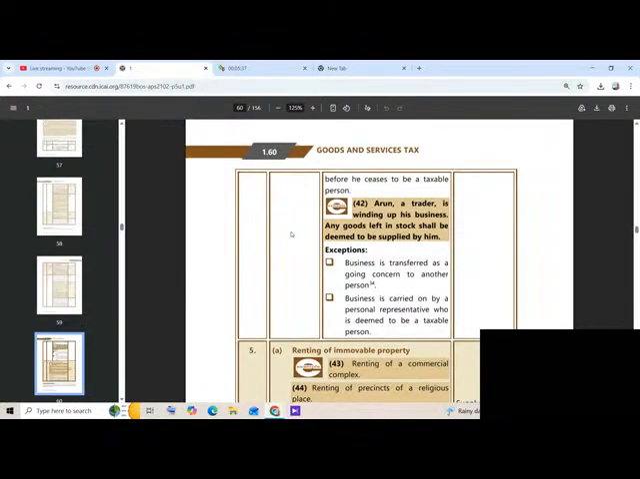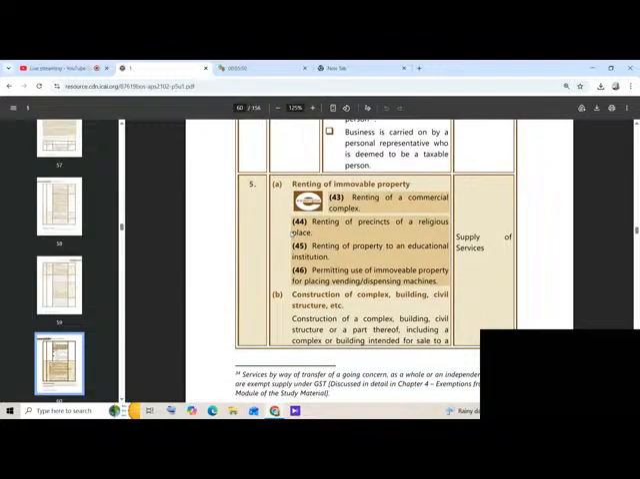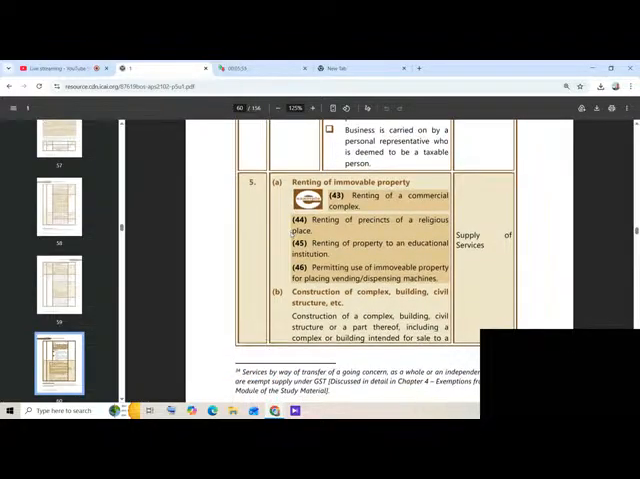Example, Arun, a trader, is winding up his business. Any goods left in stock shall be deemed to be supplied by him. Exceptions: business is transferred as a going concern to another person; business is carried on by a person or representative who is deemed to be a taxable person. Para 5. Renting of immovable property is a supply of services.